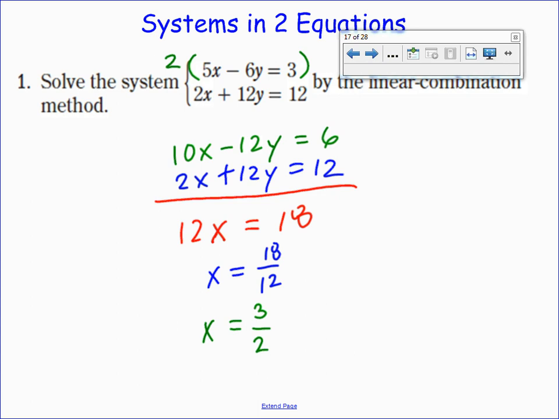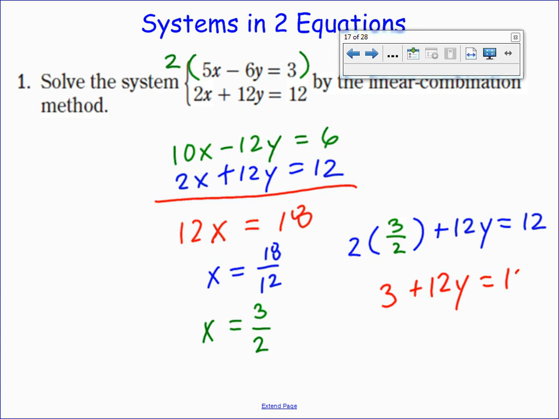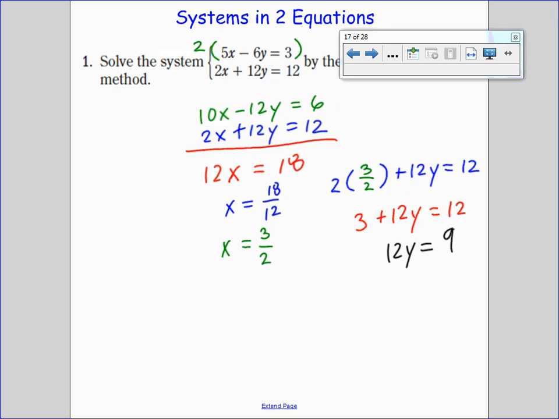So I'll go ahead and rewrite that second one. 2 times x plus 12y equals 12. We'll plug in our 3 halves for x. Work it out. So 2 times 3 halves is 3, plus 12y equals 12. Subtract 3 from both sides. 12y equals 9. Divide both sides by 12 and reduce. I get 9/12, and I'll reduce that. That looks like 3/4. Is that right? 3/4.